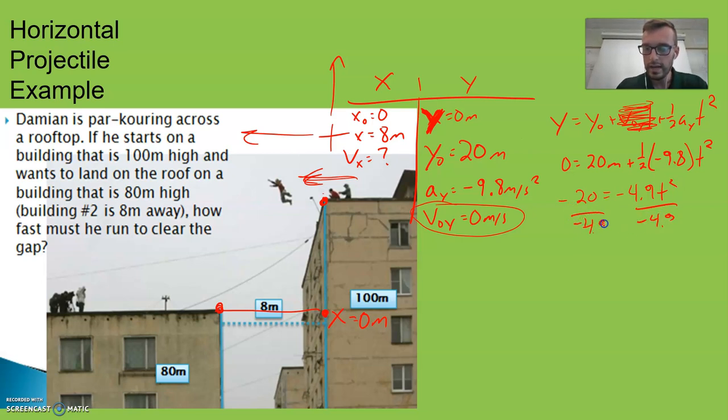And then we'll have to take whatever that is, we'll have to take the square root of whatever that is to get it equal to t. So let's do that on our calculator. Boom, 2.02 is going to be the time.